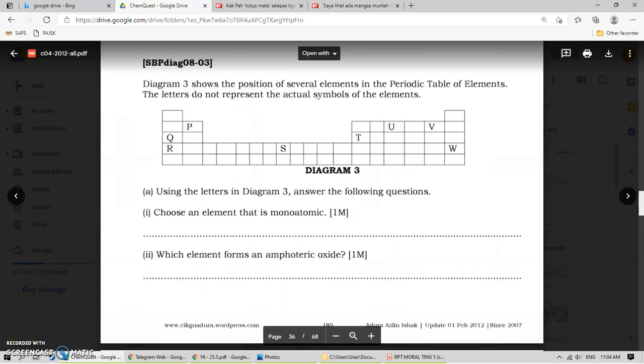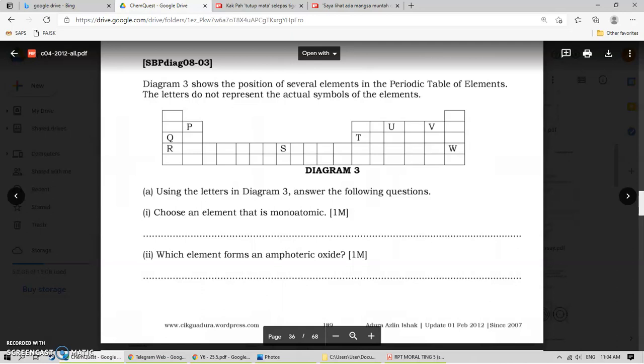Hello everybody, in this video we are going to discuss a structured question for the periodic table of elements. Now this diagram shows the position of several elements in the periodic table. The letters do not represent the actual symbols of the elements. So A says, using the letters in diagram 3. That means when you answer the question, you have to use the letters given in this periodic table question. Do not change it to the symbols of the actual elements.